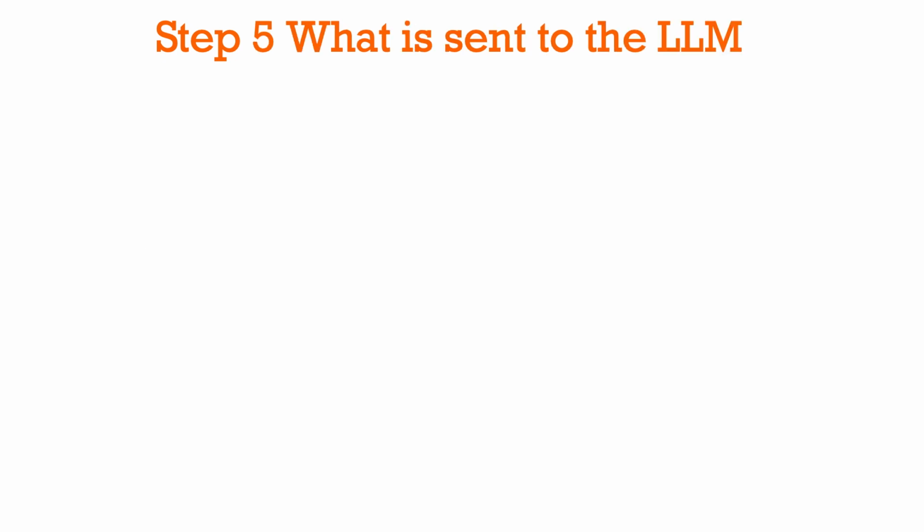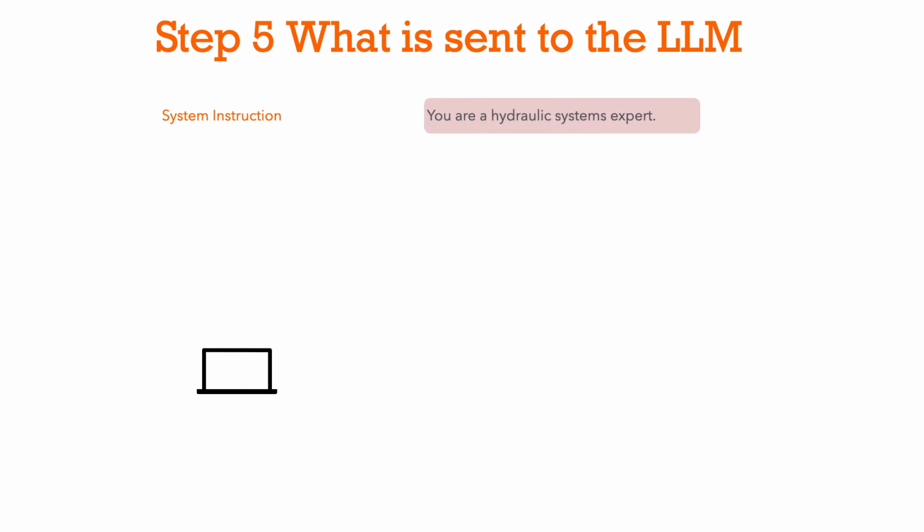Here's exactly what gets sent to the LLM. The instruction being sent to the LLM is referred to as a prompt. The prompt we are using has 5 parts. First, the system instruction. You are a hydraulics system expert. Notice this portion does not have any labeling.